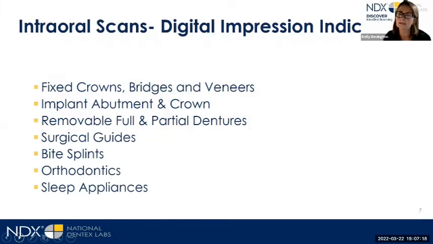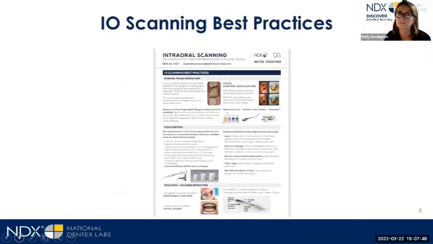And I always like to identify to people, what can you do with your scanner? Today I can really say anything that you can take a polyvinyl siloxane impression for, you can take a digital impression for. So crowns, bridges, inlays, onlays, veneers, as well as implants and surgical guides, bruxism appliances, partials and dentures now too. And we're really excited to be able to educate people as this technology continues to evolve.